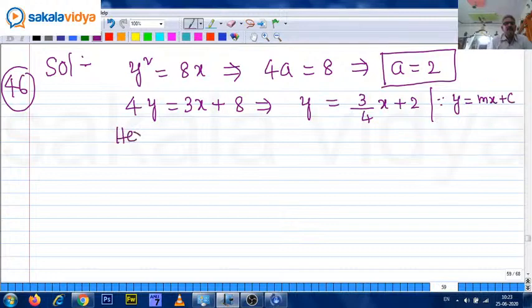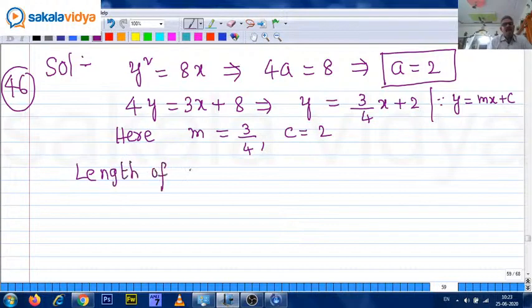Here, having compared, m equals 3 upon 4, and c equals 2. Now length of chord, as per our figure, that is PQ, length of PQ is equal to, what is the formula we have?